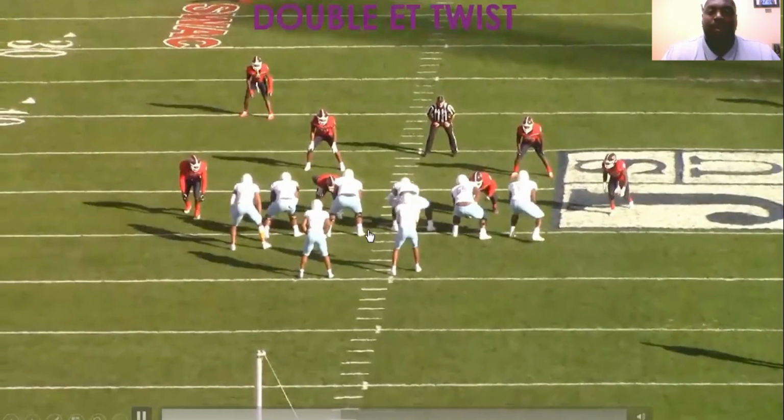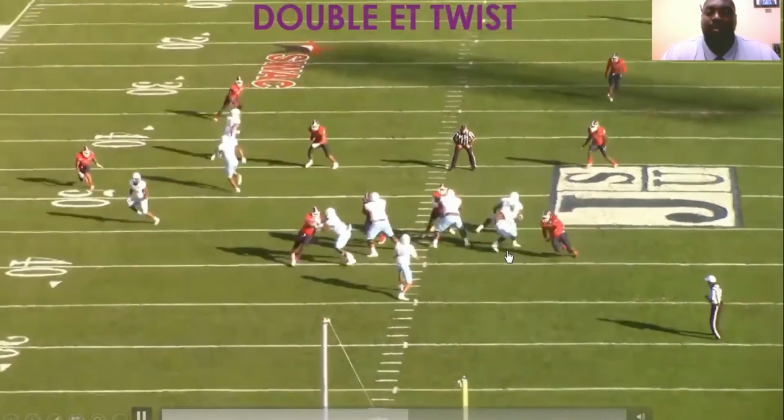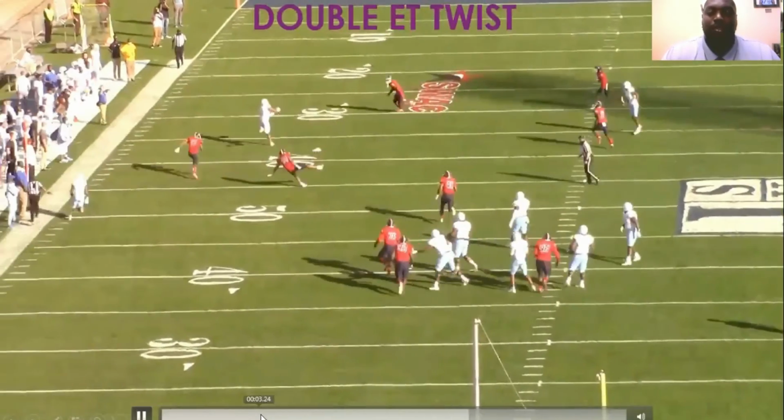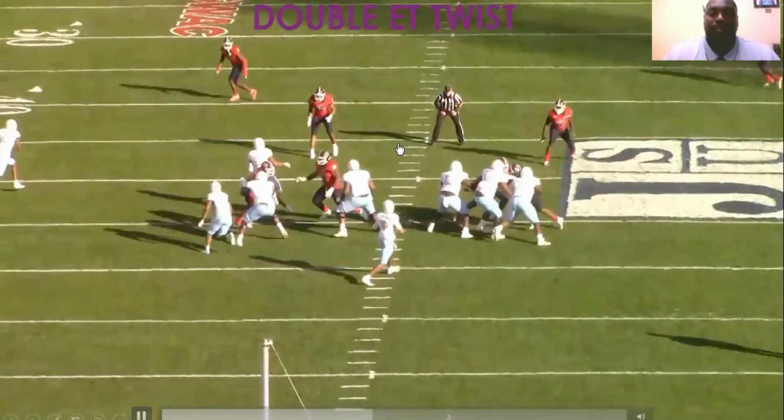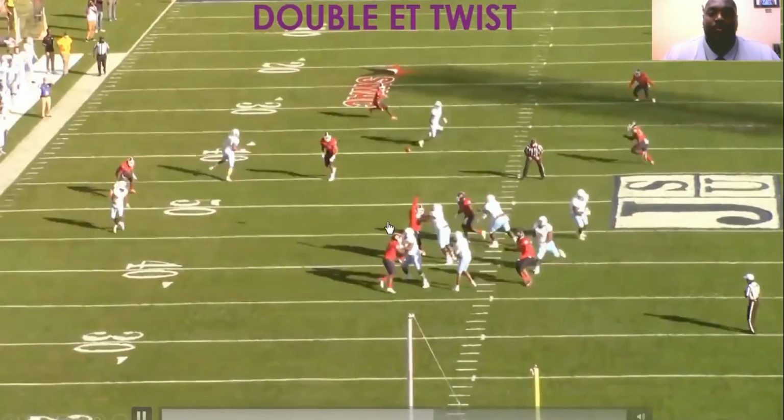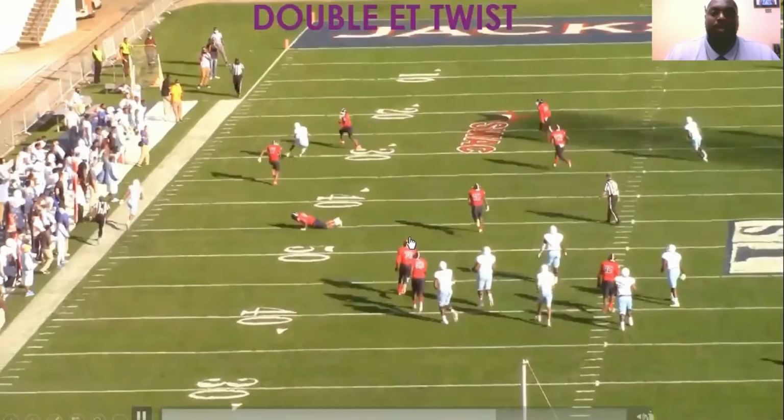So that's a great job. All right, by pretty much everybody. The right tackle just needs to keep his footing and we'll be good. So that is a great depiction here of stopping a double ET twist by the left side. All right, great job by the left guard as well of overtaking.